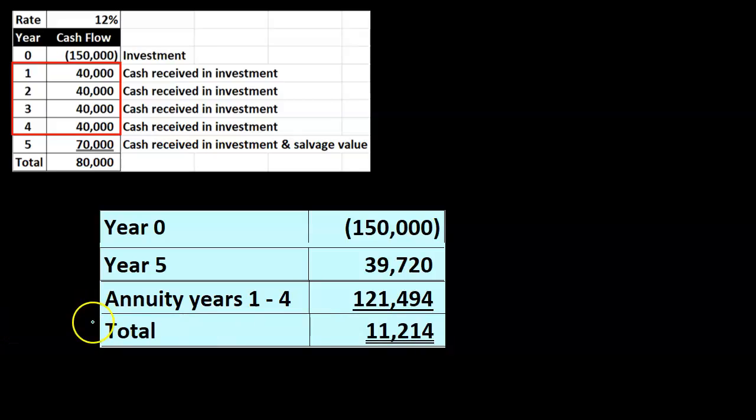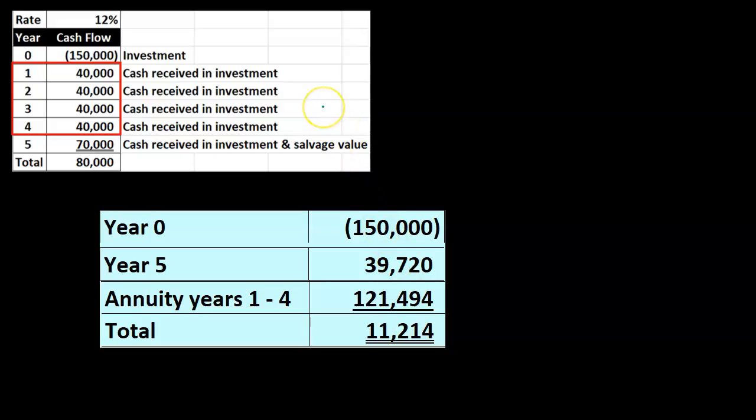And then if we were to sum that up, then we're going to say that the present value is 11,214. The cash flow is 80,000. In other words, if we were just to take the cash flow, 80,000, and discount it at 12%, we're going to say that the present value is going to be 11,214. This is one way to manage the data.